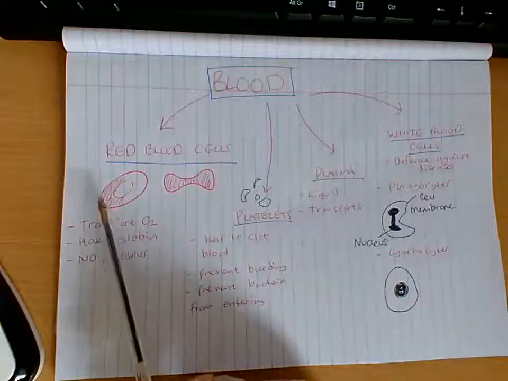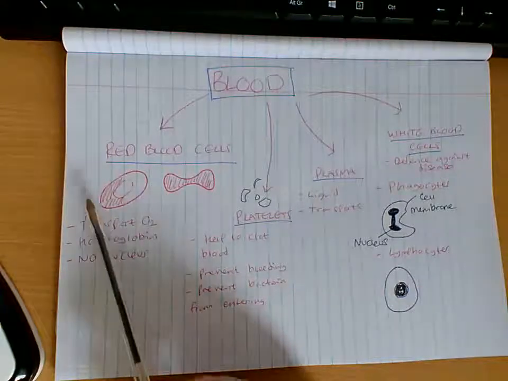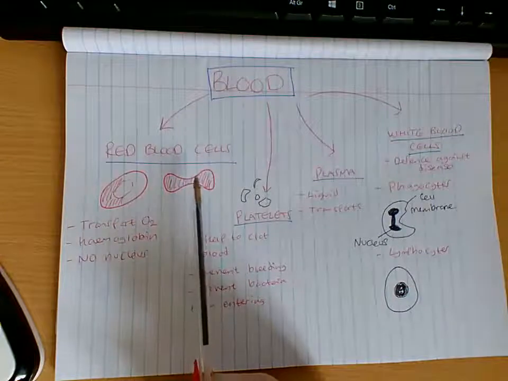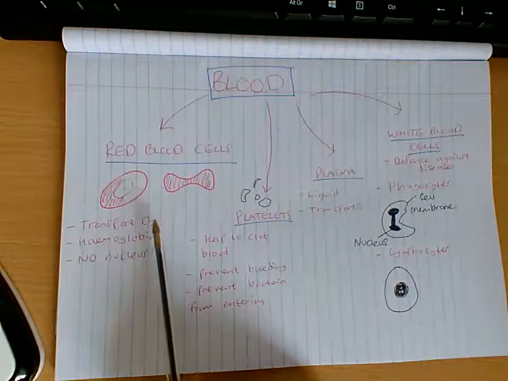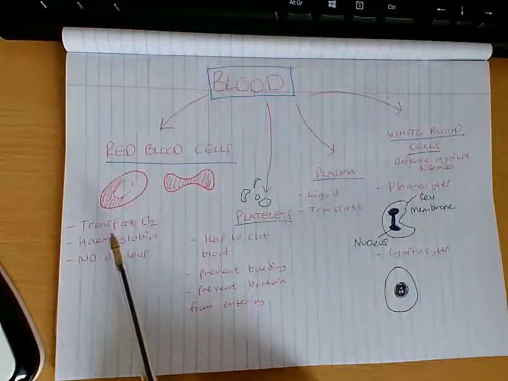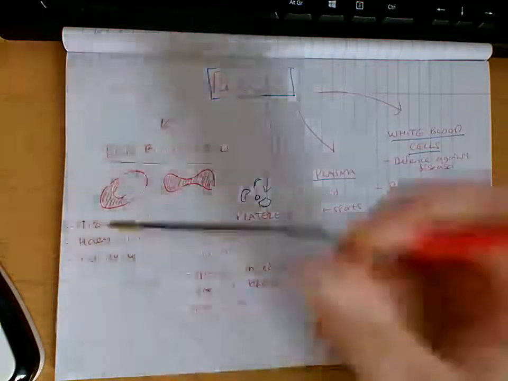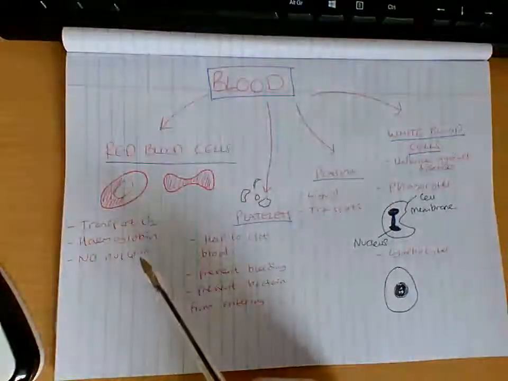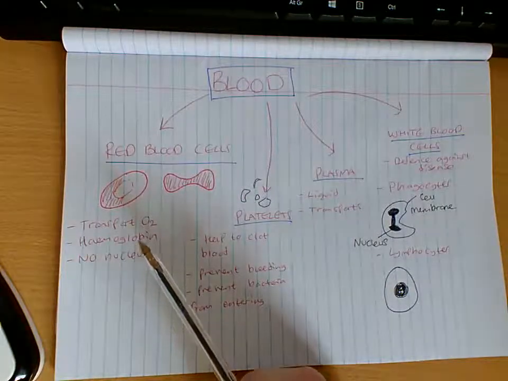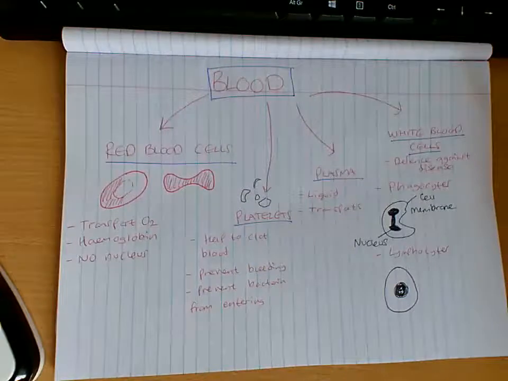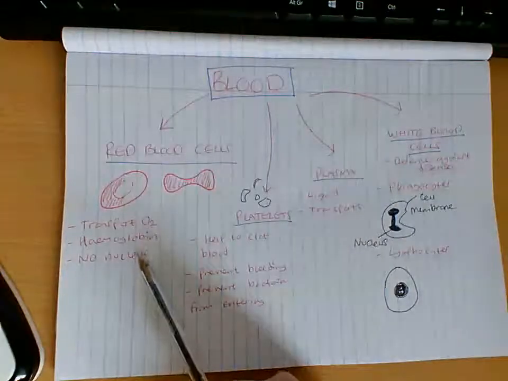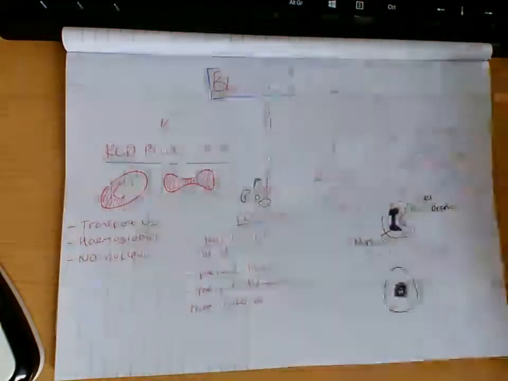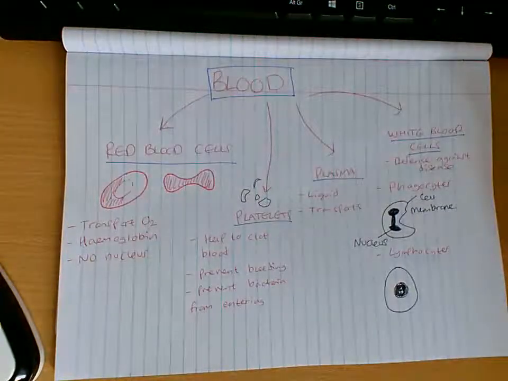So red blood cells, if we look at them from the top, they have this circular shape. And if we have a look at them from the side, you see there's a slight dip there in the middle. Now their job is to transport oxygen around the body. They contain a special protein called hemoglobin, and hemoglobin contains iron. And what happens is that iron is positively charged and it helps it to bind with the negatively charged oxygen. And there is no nucleus, so therefore there's more carrying capacity for oxygen. So that's red blood cells.